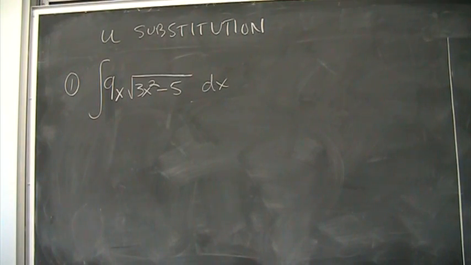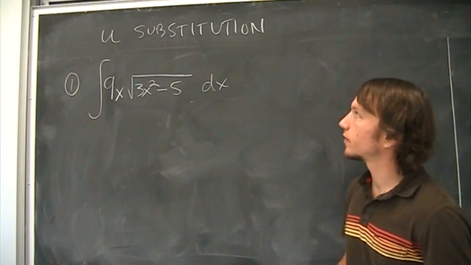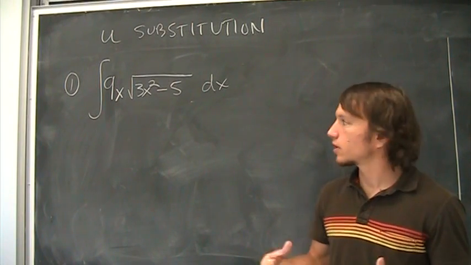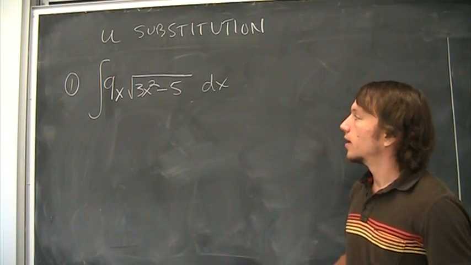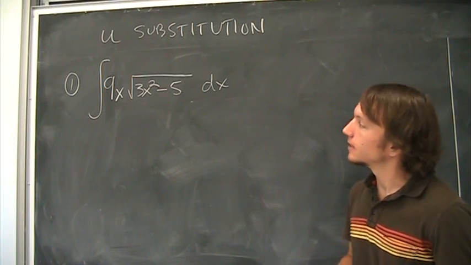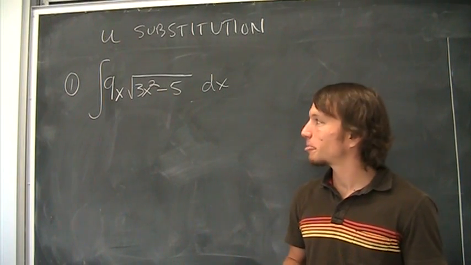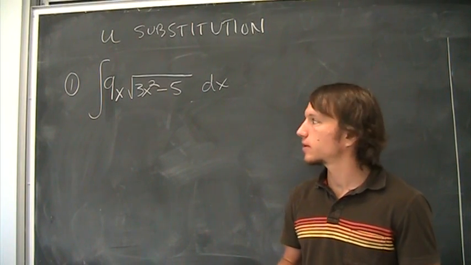All right, in this example, we're going to look at a technique of integration, commonly referred to as u-substitution or change of variable. If you look at the function we need to integrate, 9x times the square root of 3x squared minus 5, it seems a bit complicated. So what we want to do is make it easier.